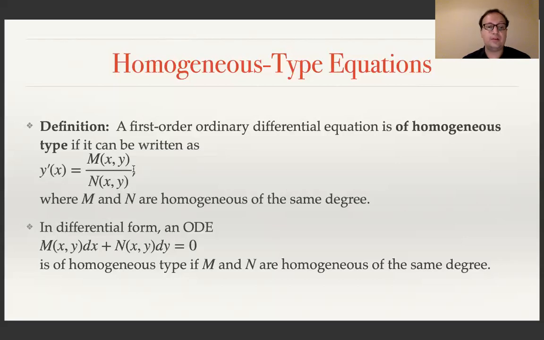And instead of writing it as a fraction like this, we could write y prime as dy over dx and cross multiply, and formally, in differential form, an ordinary differential equation is of homogeneous type if it can be written as m of x and y dx plus n of x and y dy is equal to 0, and m and n are homogeneous functions of the same degree. And notice that the m and n in this definition are not the same as the m and n in the fraction above, because there's some missing minus sign.